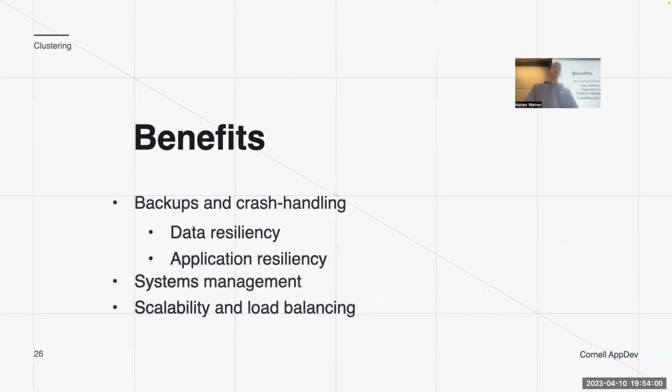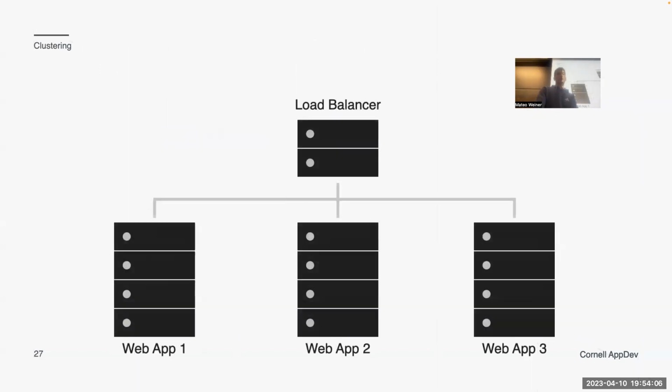And then scalability and load balancing. And we'll go into what load balancing is right now. So load balancing is like its own little server that all it does is look at all the incoming requests and then send them to different servers running your app.